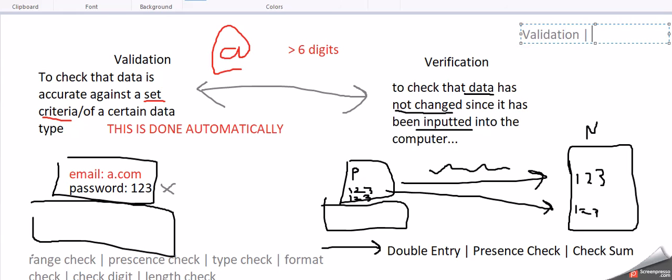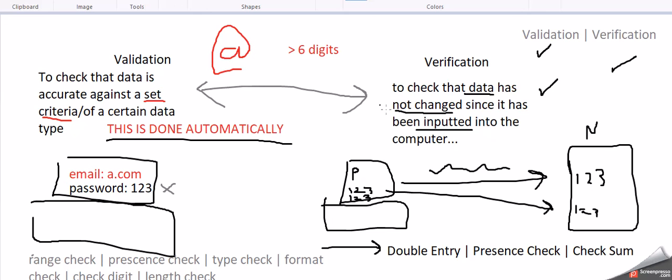validation, verification, and the first thing it will say is this is where it does an automatic check of data being entered in, and you're meant to tick which one. This is where it ensures that data has not changed since it's been inputted. This is where it checks it against a criteria. Those sort of questions. So you need to be able to remember these definitions and answer any validation and verification question.